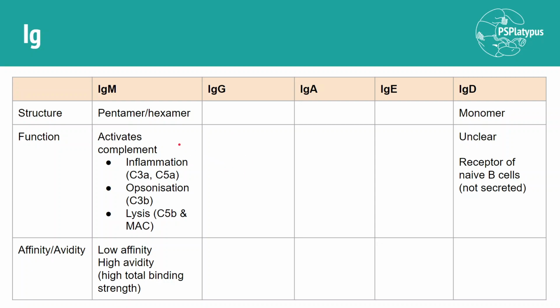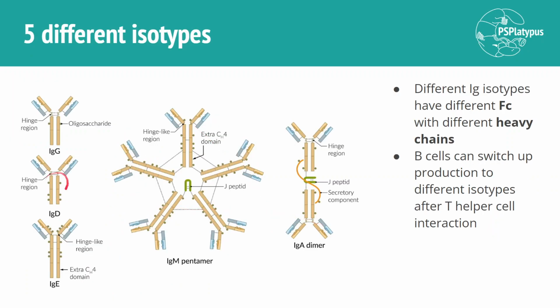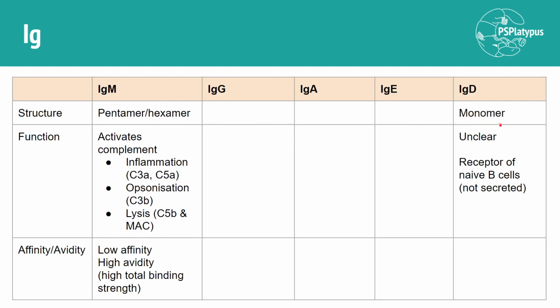IgM is going to be a pentamer or hexamer, while IgD is a monomer. IgD's role is actually unclear, and it is believed to be a receptor of just naive B cells that is not secreted. So it's just found on the surface of B cells. So we can more or less just ignore that.